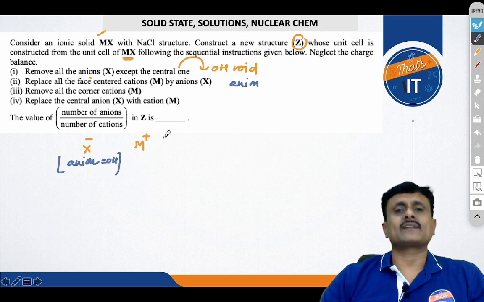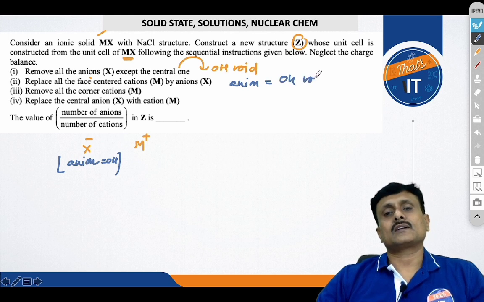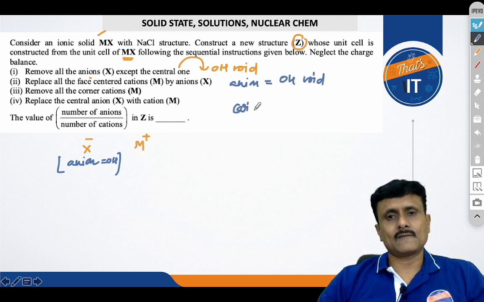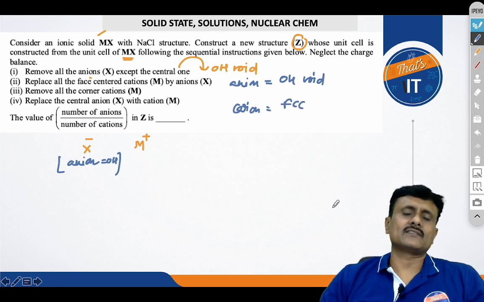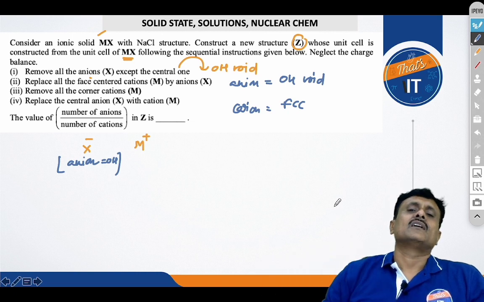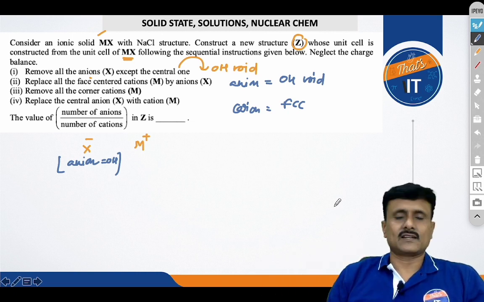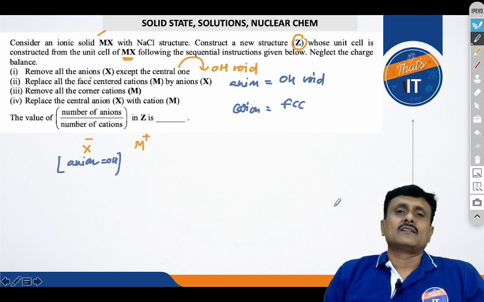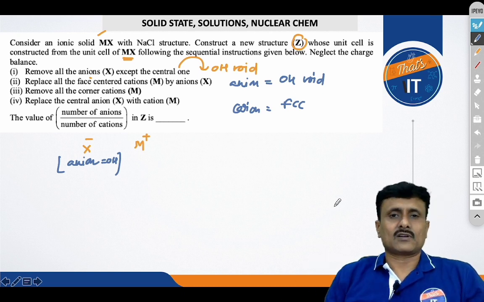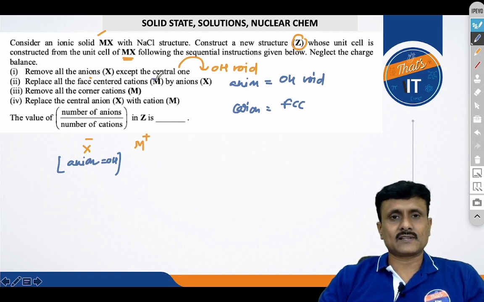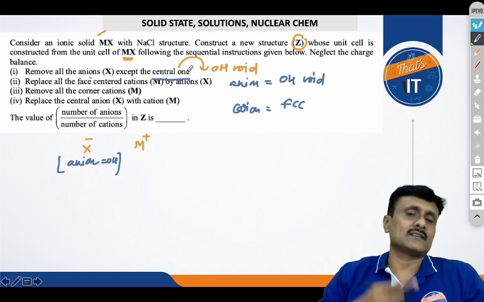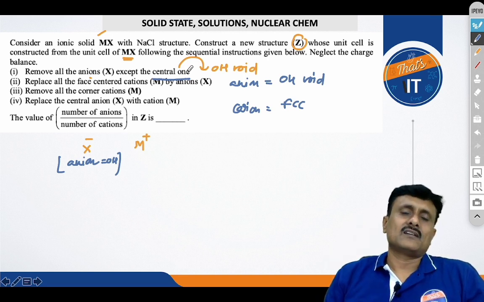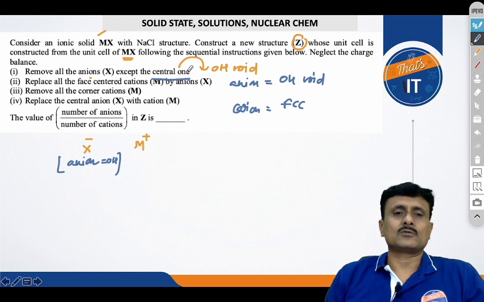So this is the beauty, right? The anion is present in the octahedral void, and the cation is present in FCC lattice positions. You know the NaCl lattice, right? The opposite of the NaCl lattice is being taken, because in the NaCl lattice the cation is present in the octahedral void. How would I know that? Except the central one is nothing but the octahedral void, so they indirectly indicate that X is present in the octahedral void. So don't make the mistake of taking this X minus as the FCC lattice positions.